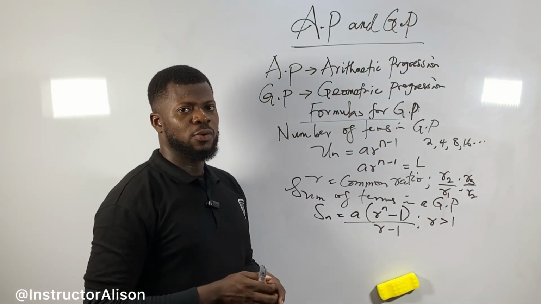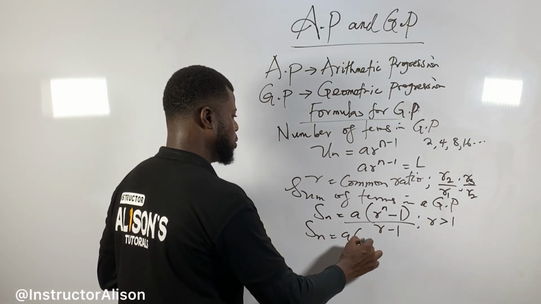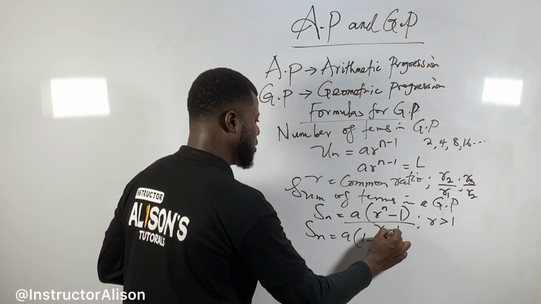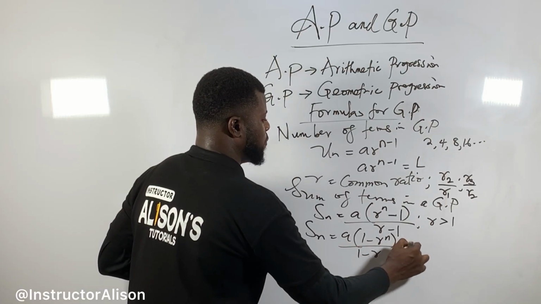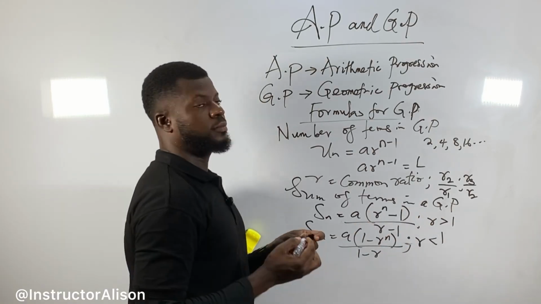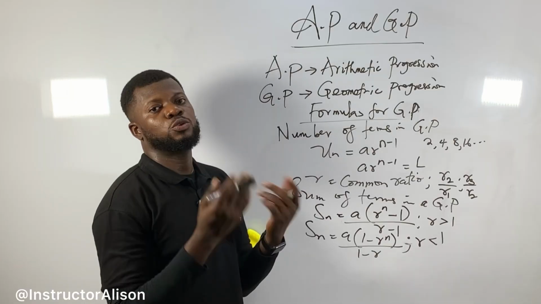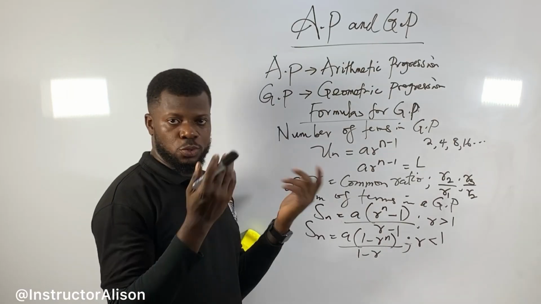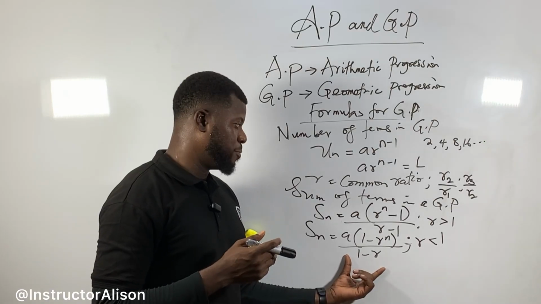But what if it is less than 1? If it is less than 1, see the formula we use: S subscript n equals a into 1 minus r raised to the power of n over 1 minus r. This is convenient when r is less than 1. Maybe if the value of r is minus 5, minus 2, or so, at that time we won't use this kind of formula.